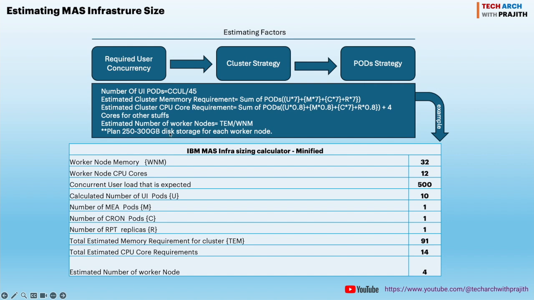Now regarding the storage, the disk storage required for each worker node. For MAS, we can allocate close to 250 to 300 gig per worker node. That is the safest bet I can recommend. If you don't have enough disk storage, you will again see disk pressure and other related issues on the cluster. So make sure you have good IOPS, SSD-based hard disks attached to your worker nodes for performance, because each of the pods reads and writes to these hard disks, so it's important to have the required amount of storage available to them.